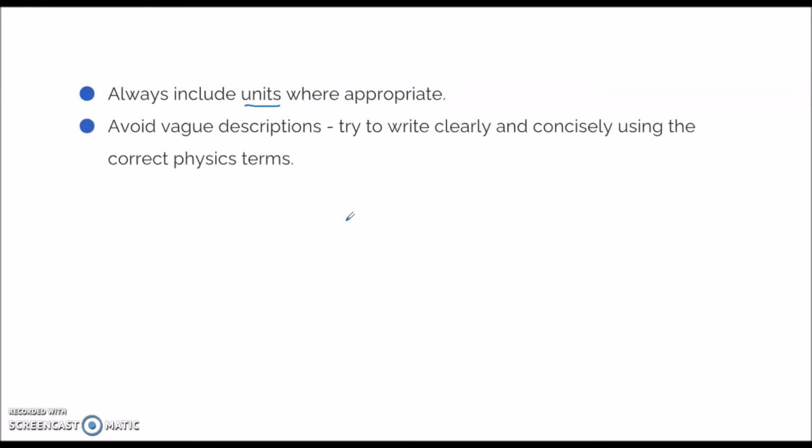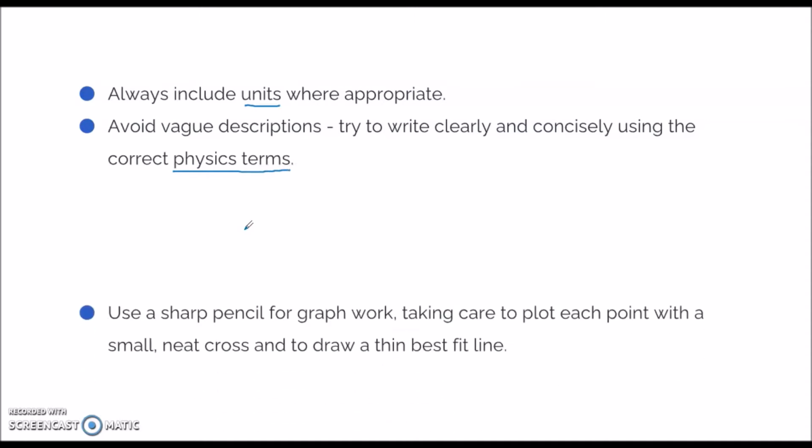Next, always include units where appropriate. Remember to put the correct units, and you have to remember what is the correct unit for different quantities. Next one, avoid vague description. Try to write clearly and concisely using correct physics terms. Make sure you use scientific terms, physics terms. Don't just use layman terms, you will not get marks.